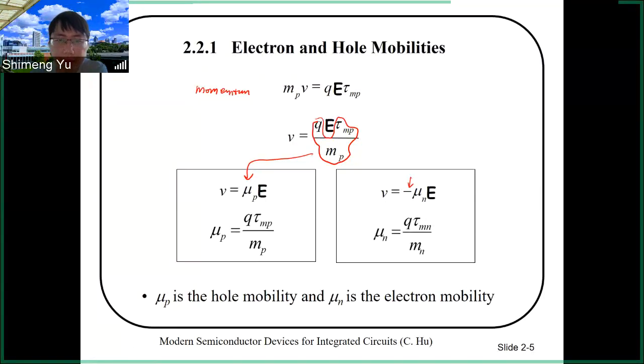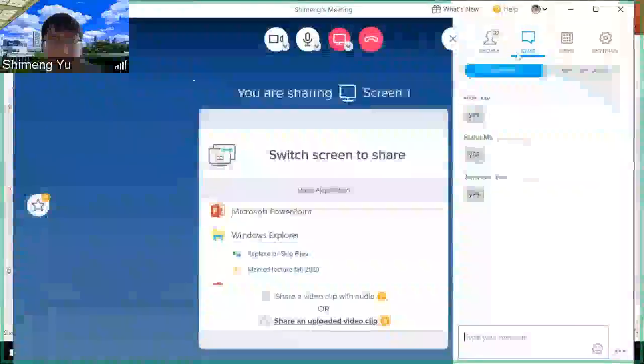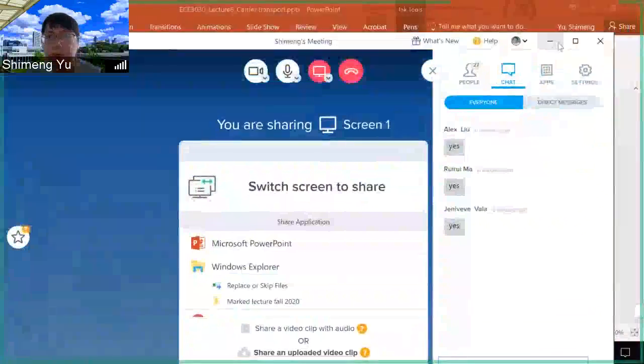But here, lecture 6, we are talking about the semiconductor. And you have learned that semiconductors have two kinds of carriers. One is electron, one is hole. So you need to consider both. So any questions here? If you have questions, then please type in.